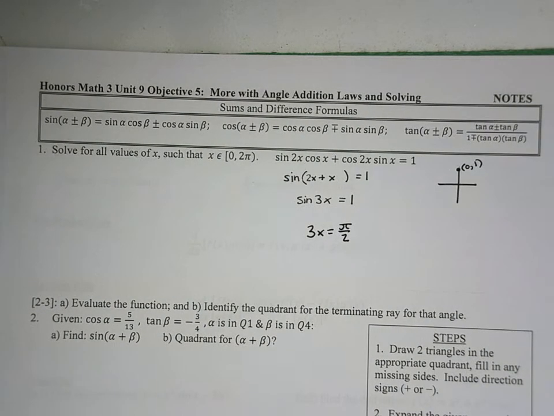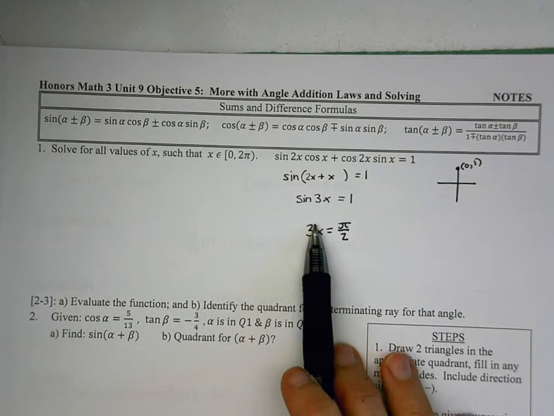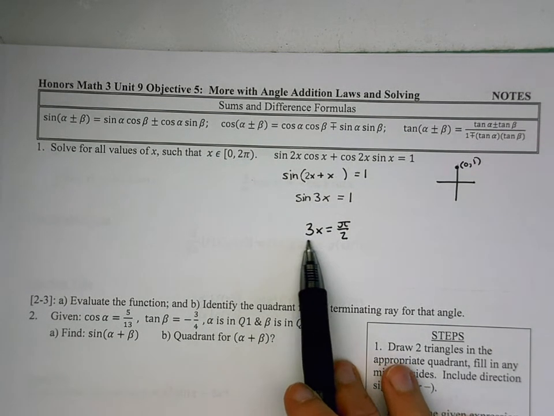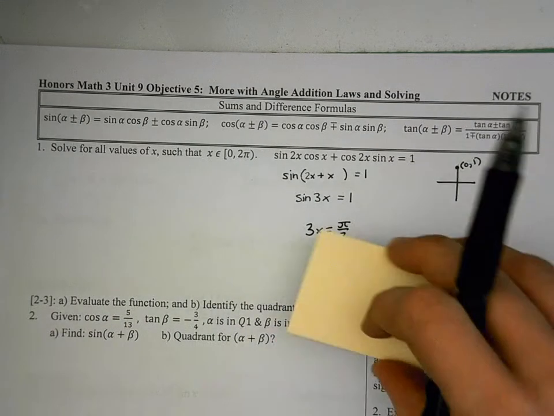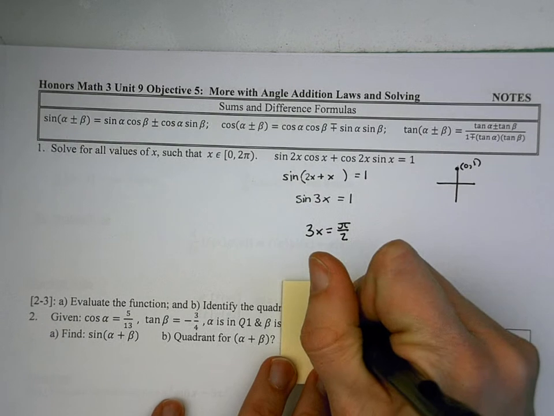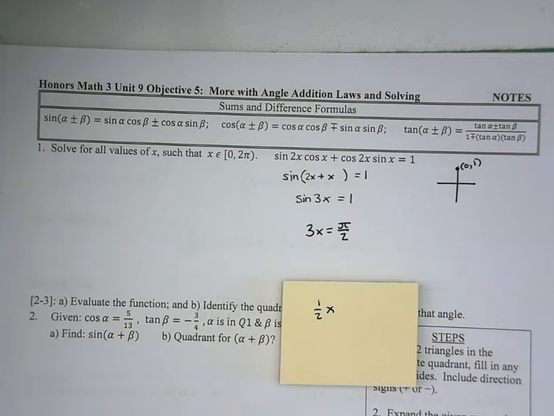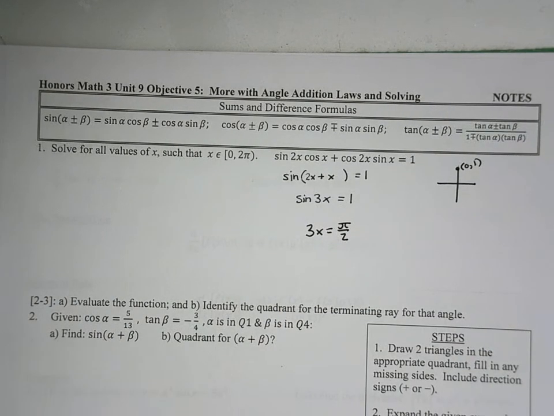Well, here's what prefaces where you're headed in Objective 6. In Objective 6, you are going to see why, and practice what this means, when we have more than one in here. This 3 shows us how many times around the unit circle we have rotated. In this particular case, I've gone 3 times around my unit circle. If this was 1/2 x, that would tell me I've only gone halfway around my unit circle. So it communicates the number of rotations.